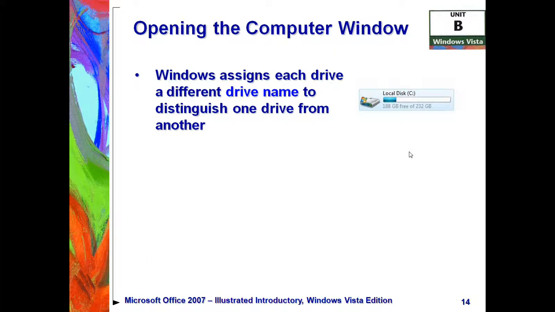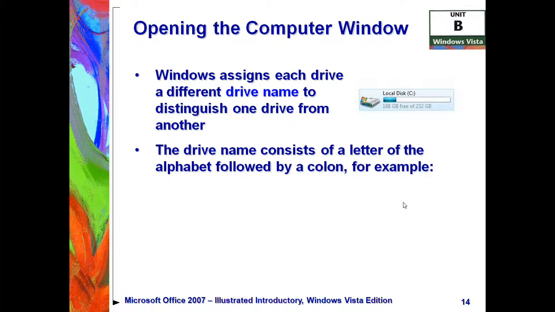When we actually open up the computer window, one thing you'll probably notice is that every drive is going to have a name, and that's primarily to distinguish it from the other drives. As you see in the example here, we have local disk and then C, and that is the drive name that's assigned to it. The drive name consists of a letter of the alphabet followed by a colon, and that's the name of it right there.